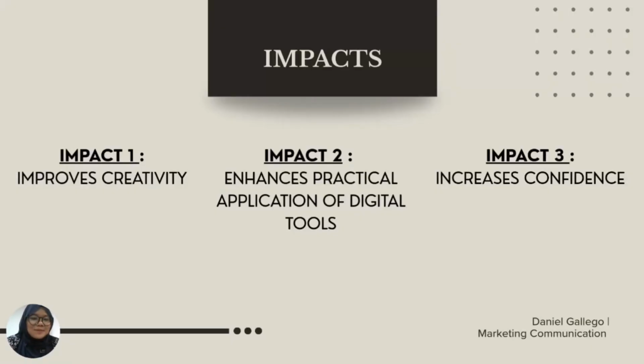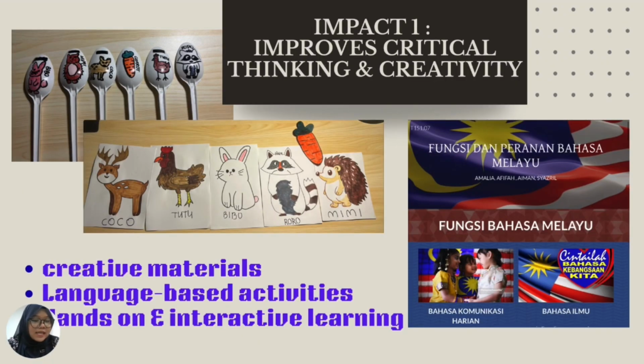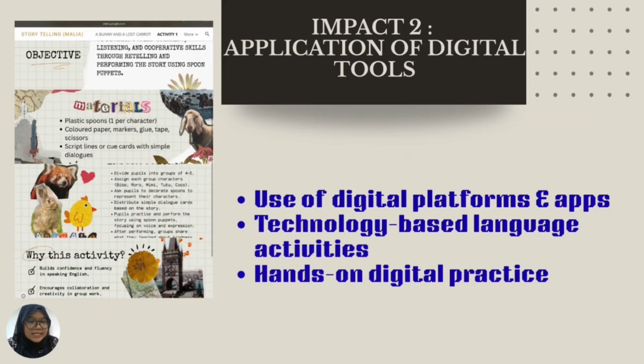Last but not least, I'll be explaining the impacts that we are able to obtain by learning both of these subjects. So first of all, it improves our critical thinking and creativity, where we have to make creative materials in order to attract students to learn about storytelling. We also use language-based activities as well as hands-on and interactive learning. The next impact is application of digital tools. We use digital tools such as Google Sites and Canva throughout our continuous assessment, as well as during teaching and learning sessions. So the use of digital platforms and apps is very widened, and technology-based language activities are used during the whole learning process, as well as hands-on digital practice.